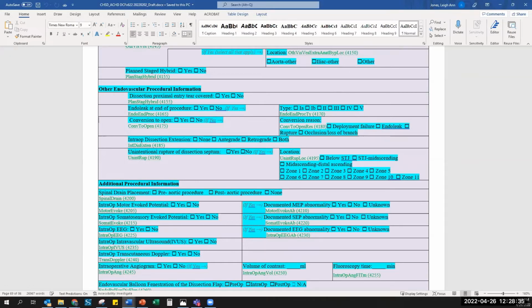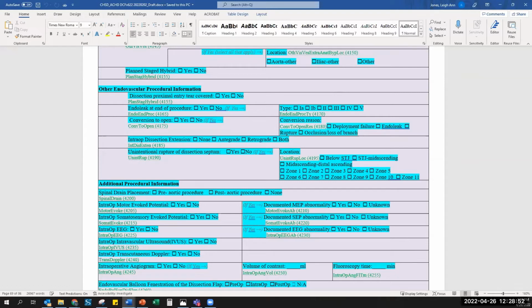Or was there a persistent endo leak that the surgeon wanted to fix before he left the operating room, so he had to open him up? Or God forbid, the aorta ruptured. That's a really bad reason to have to convert.